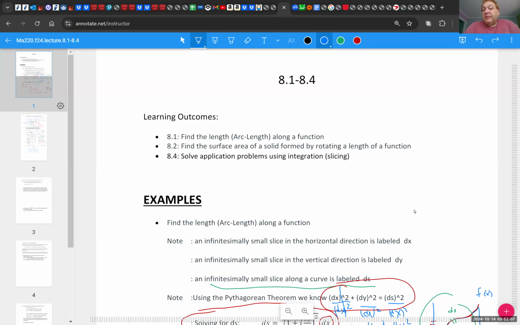Hi there, this video is for section 8.2. I'm going to show you how to find the surface area of a solid that's formed by rotating a part of a function, a length of a function.